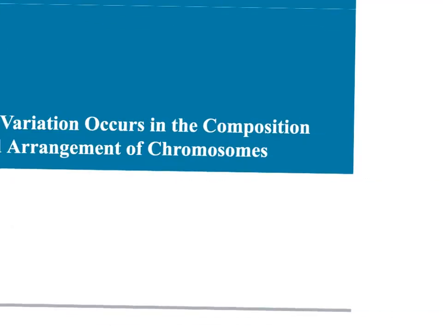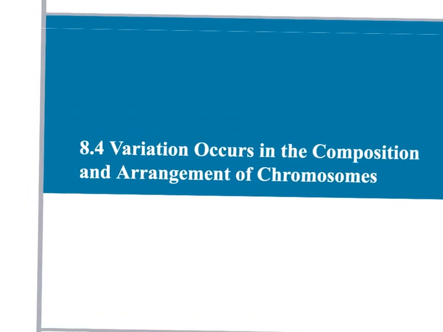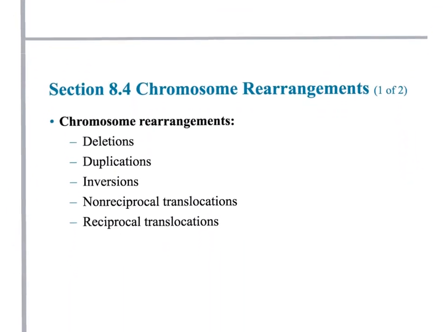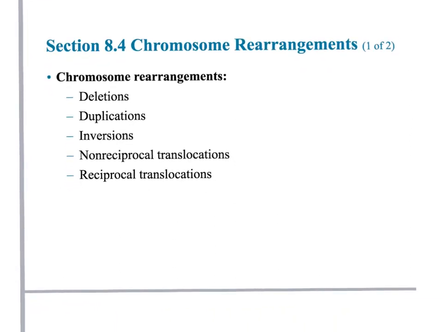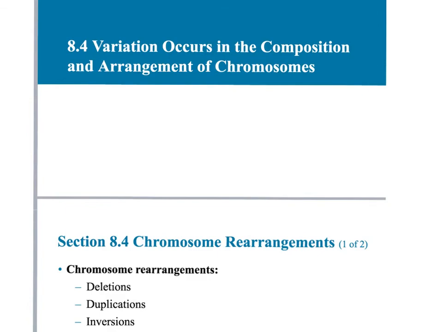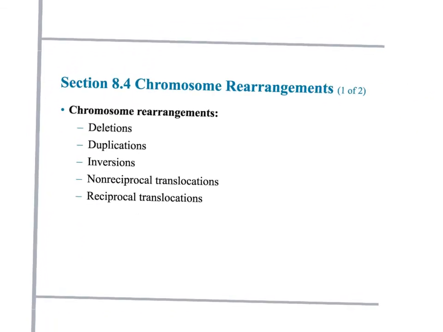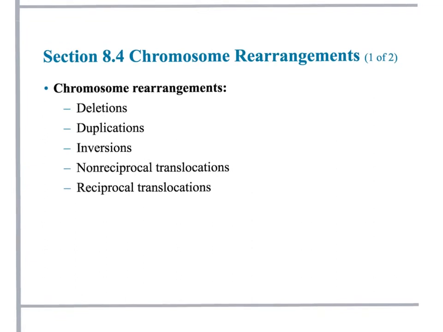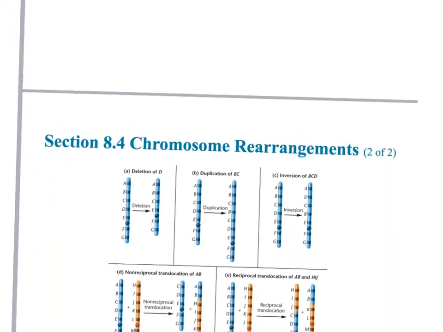So you can have variations occur in the composition and arrangement of chromosomes. That's where you get your deletions, duplications, inversions, non-reciprocal translocations, as well as reciprocal translocations. That's a variation in the composition and arrangement of the actual chromosome. Prior to this section, we were looking at chromosomes moving around, like adding or deleting a chromosome. Here we're looking at the one chromosome, and we're going to see some sections that get deleted or duplicated, or inversions occurring. So that's what we're going to explore now.